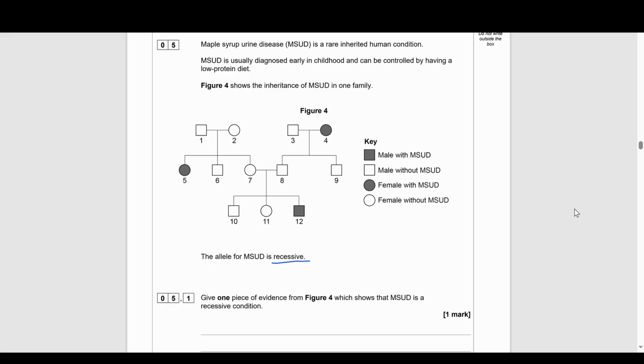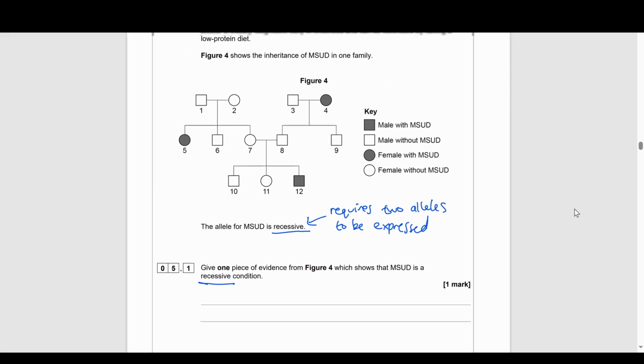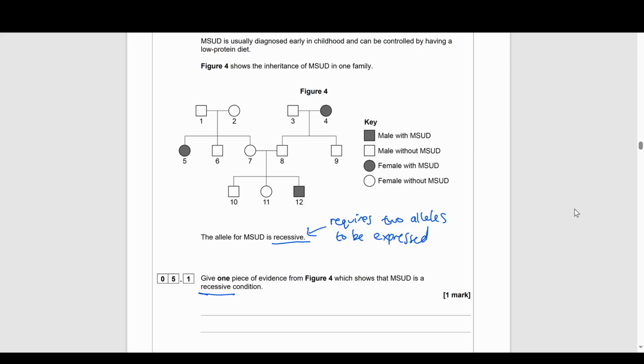The allele for MSUD is recessive. So recessive now means requires 2 alleles to be expressed. It's an important reminder there. Give one piece of evidence from figure 4 which shows that MSUD is a recessive condition. So, as we were saying, it requires 2 alleles to be expressed. So that means that both parents would need to have those alleles for their offspring child to have it.